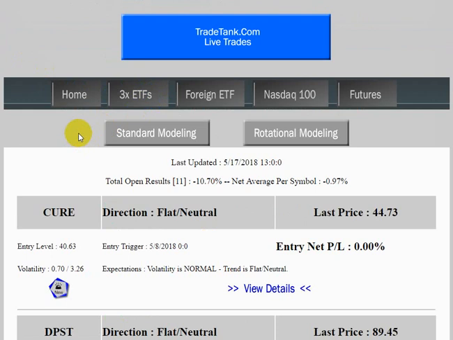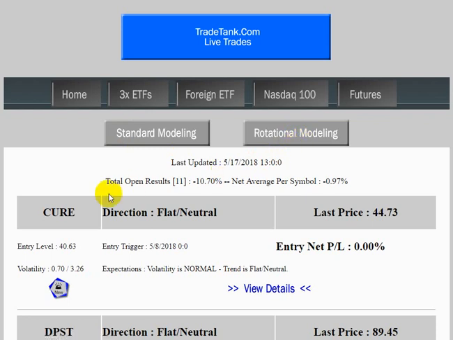LiveTrades consists of two separate algorithmic price modeling systems. The first is called the standard model, which is a trading system. It is not designed to hold trades perpetually. It is designed to get in and get out and try to find the best opportunity and the best timing for the trades. The rotational model is an always-in system.